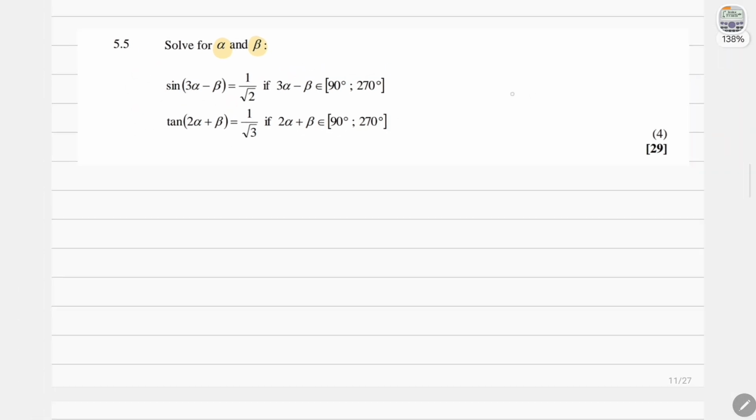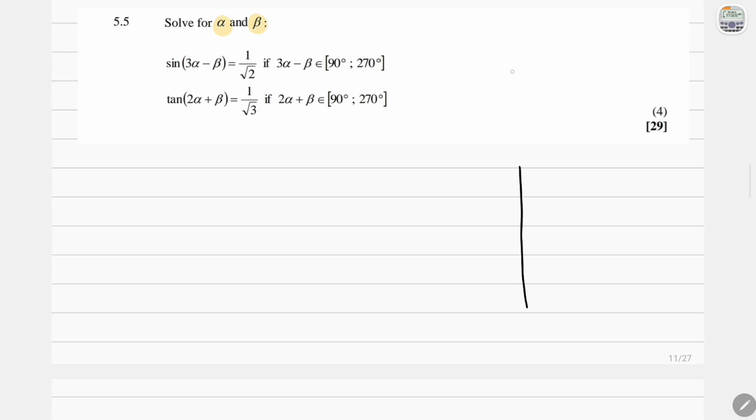So here's how we can find this. Let's just look at the first one. Sine 3 alpha minus beta equals 1 over root 2. And this is an element of 90 degrees to 270 degrees. So on the Cartesian plane, just marking where this angle is specifically. It's an angle that is greater than 90 degrees, but less than 270 degrees. So it's either in the second or the third quadrant.